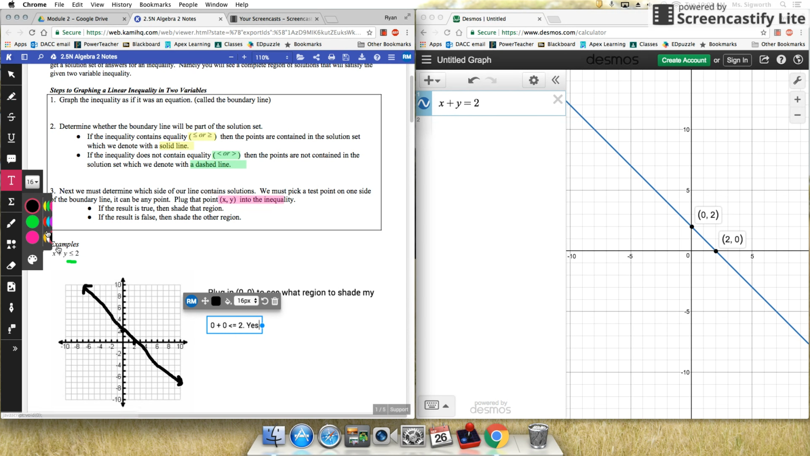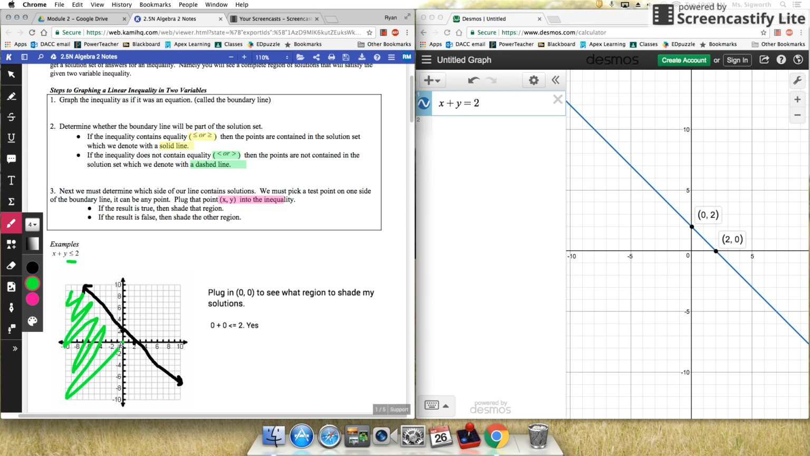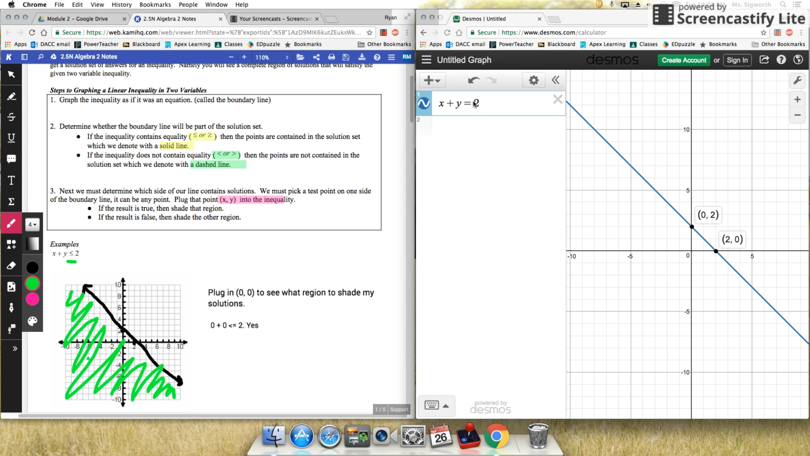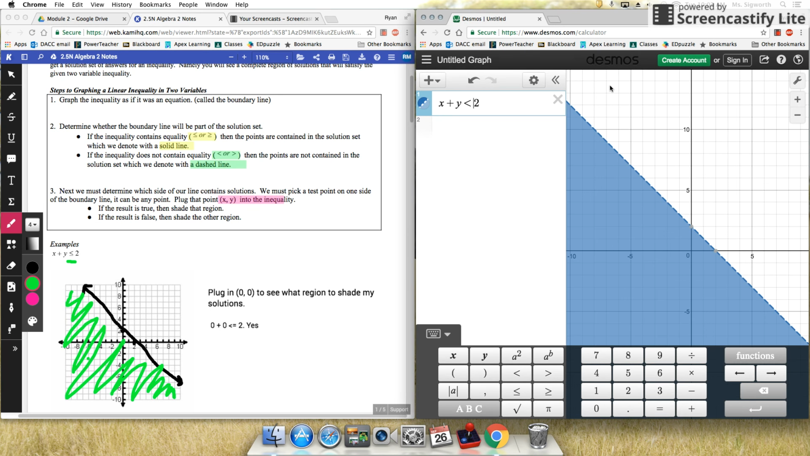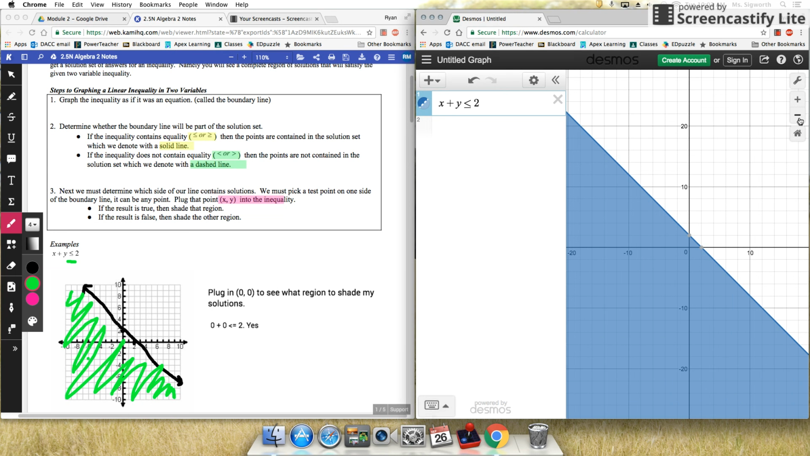So what I need to do then is, since I picked the point 0, 0, this point right here, that means anything on that region is a solution. Anything on that region is a solution. So negative 4, 0 is a solution. Negative 6, negative 3 is a solution. Negative 6, 6 is a solution. But 6, 6 would not be a solution. So anything in this shaded region is a solution. And actually one way you can check is I can change this on Desmos to a less than or equal to. And that should match my graph over here.